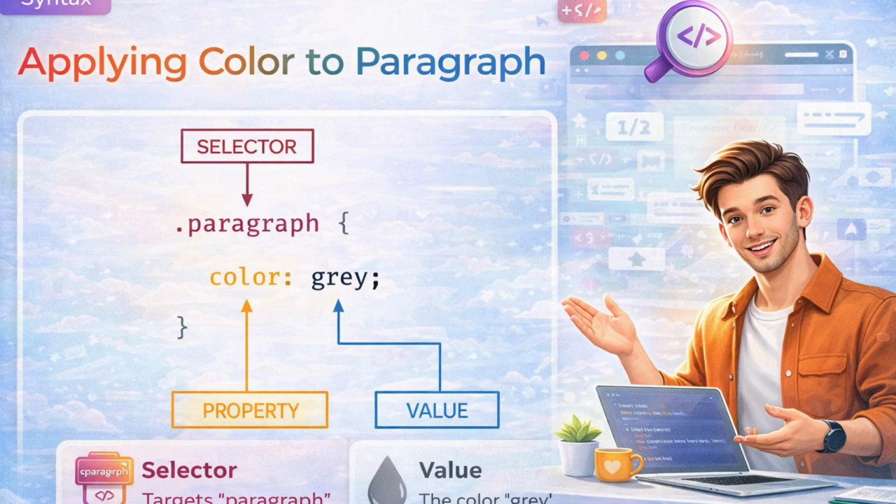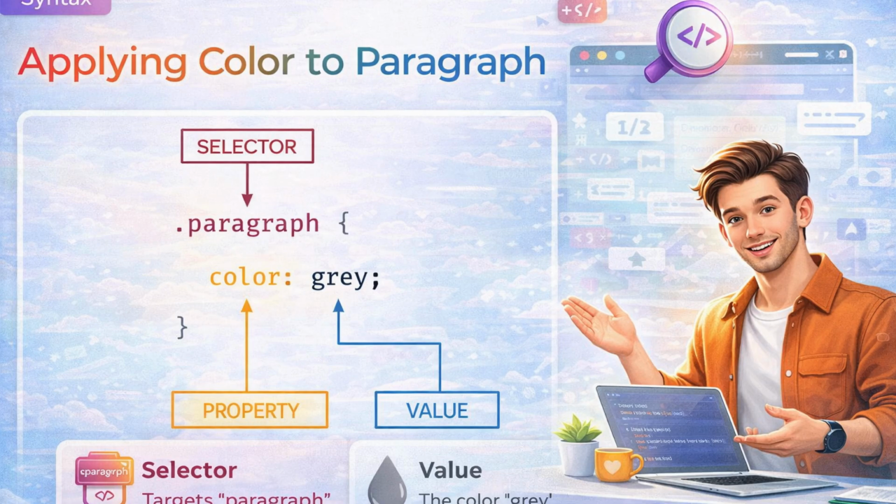All right, let's level up a bit and understand how CSS works with paragraphs. Here, we are using something called a CSS selector. The selector .paragraph targets all elements that have the class name paragraph. Now look at this line: color, gray. This is where the styling magic happens. Let's break it down clearly.